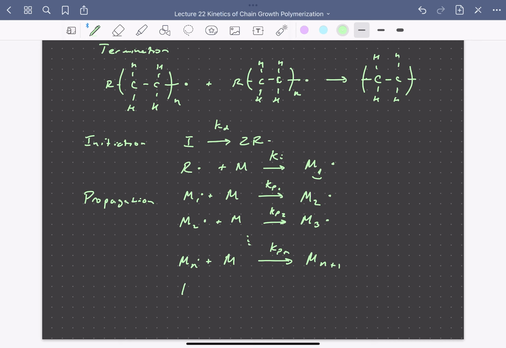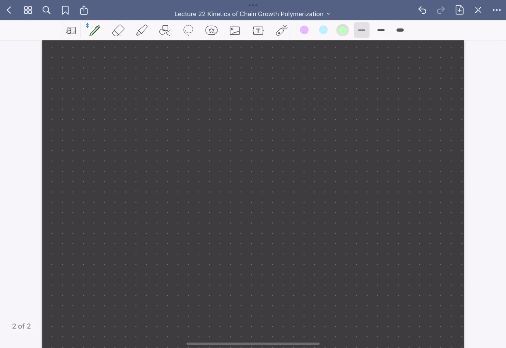So in general, we'll say that the propagation rate constants for any one of these steps are equal, as these are all very similar chemical steps. So essentially in this case, we have all additions of a vinyl type monomer to a chain by a radical. And then finally, we can write our termination steps.